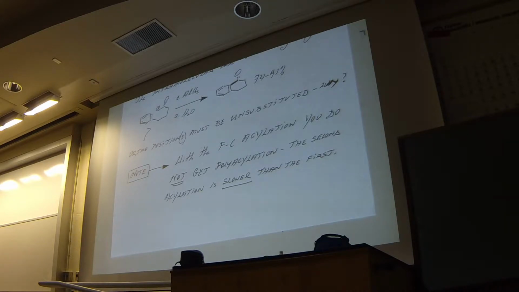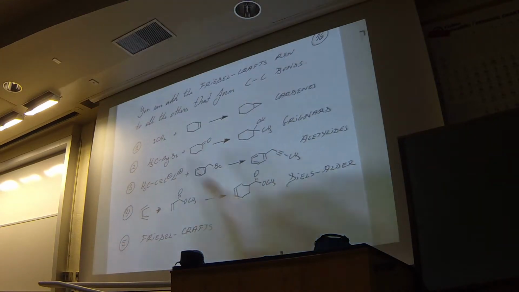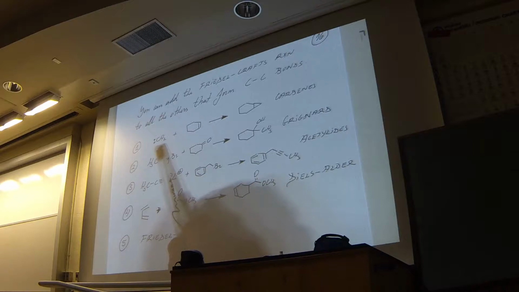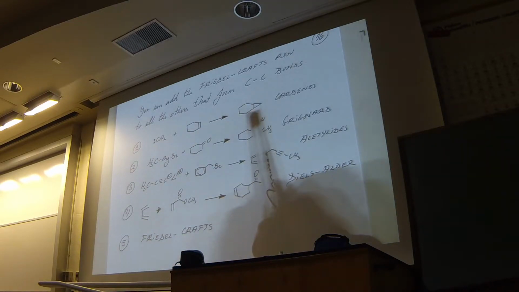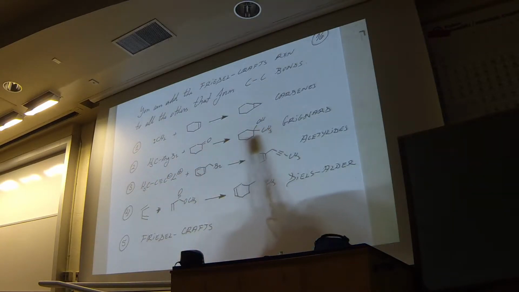And so let's recap now some of the stuff that we know for making carbon-carbon bonds. Remember last time I said Friedel-Crafts alkylation was an important reaction because why? Because it's one of the few ways that we know to make a carbon-to-carbon bond. So let's review the ways we know to make carbon-carbon bonds. One way is to use a carbene to form a cyclopropane. The other way is to use a Grignard reagent, remember we talked about these, and add to a ketone to give a tertiary alcohol.